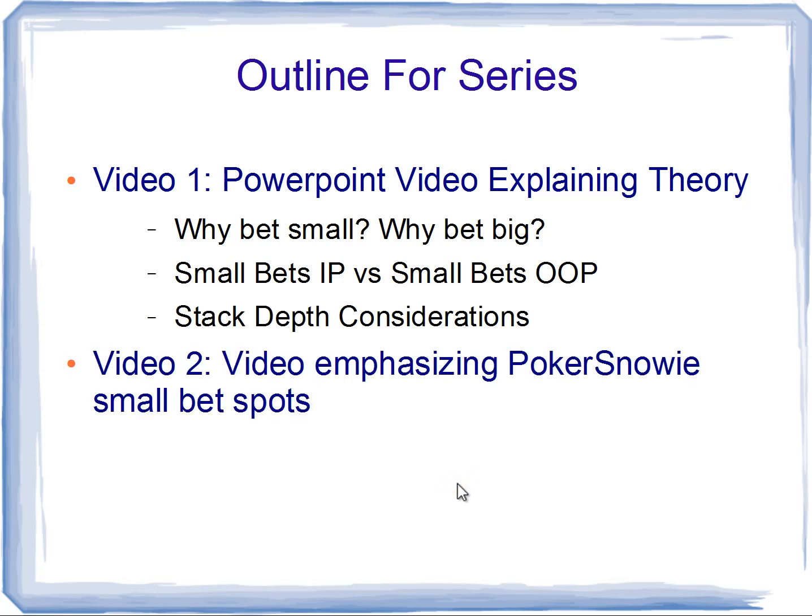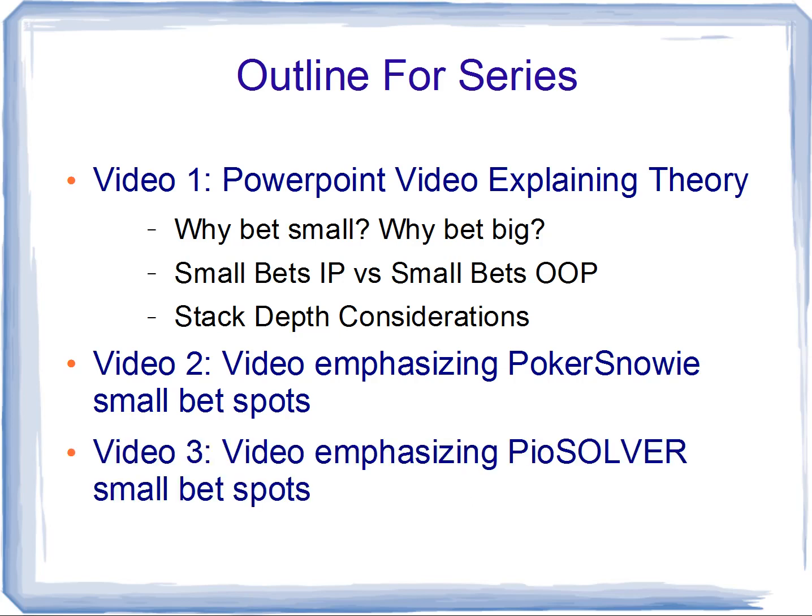The second video is going to emphasize Poker Snowie, and I'm going to try to illustrate a lot of spots where Poker Snowie likes to bet small and show you a pattern in that so you can extrapolate that to other situations. And then the third video, I'm going to try to emphasize PioSolver. So we're going to use two pretty advanced softwares in this series. And then for the fourth video, I'm just going to try to tie together any loose ends. Whatever I think is important to discuss that we didn't get to adequately address in the first three videos, that's going to come in the fourth video.